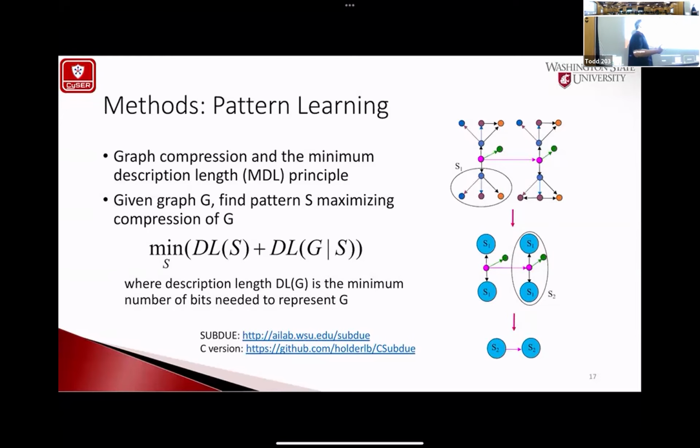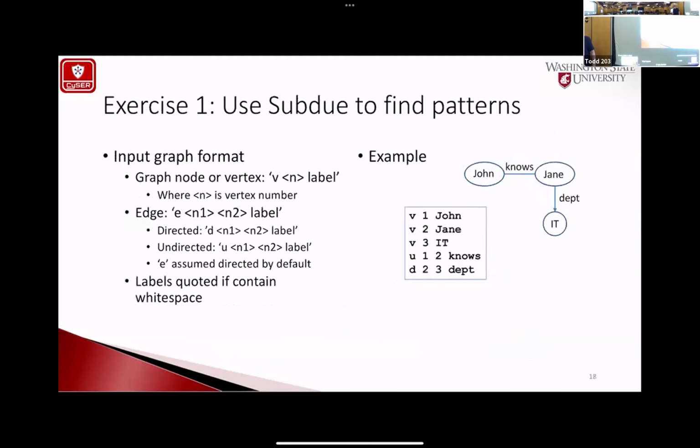Then we can actually iterate over this and keep going. Now we can find there are 2 instances of this pattern of these 2 S1s with the purple and the green node, and so we can compress those down to this graph. You can keep iterating over this and build a hierarchical pattern that ultimately compresses the graph down to a single node. So that's the approach that we use. At this point, I'll let you do it, or you can watch me do it, to run Subdue on a really simple example.